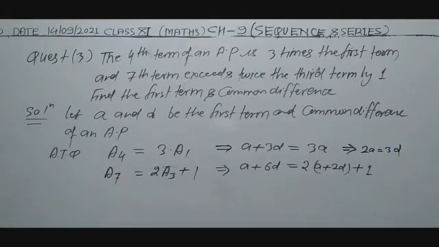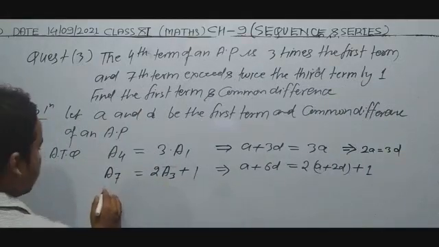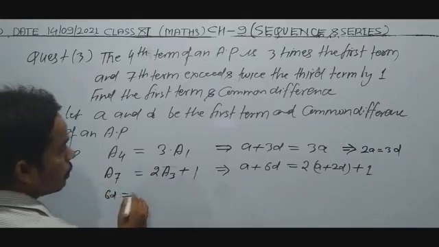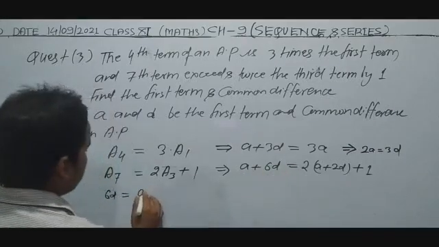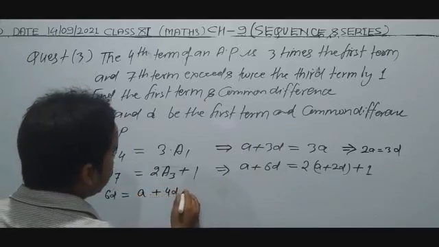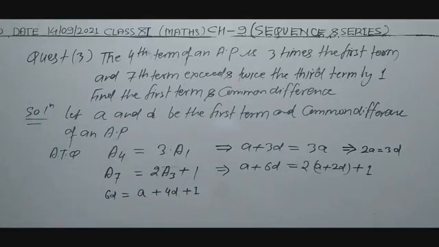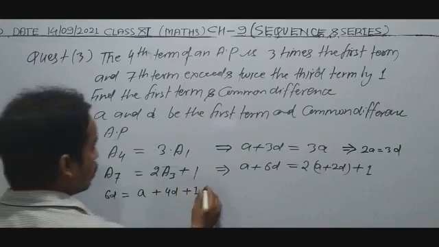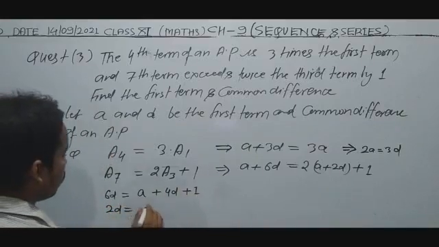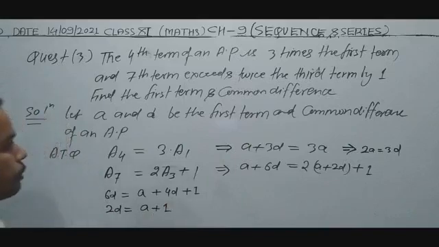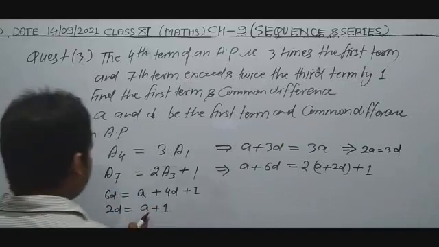Solving the second equation, you will get 6D is equal to 2A minus A, and the result will be A plus 4D plus 1. This calculation will be 2D. So 2D will be equal to A plus 1. And the value of A we can calculate here: 2A is equal to 3D, which means A is equal to 3D by 2.